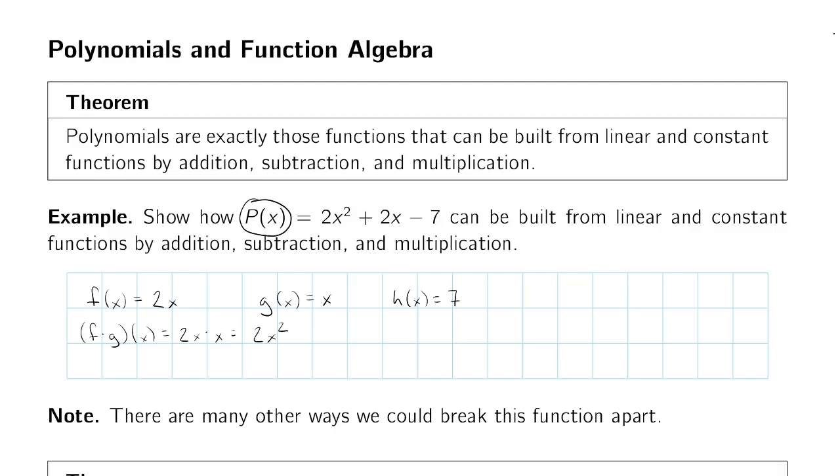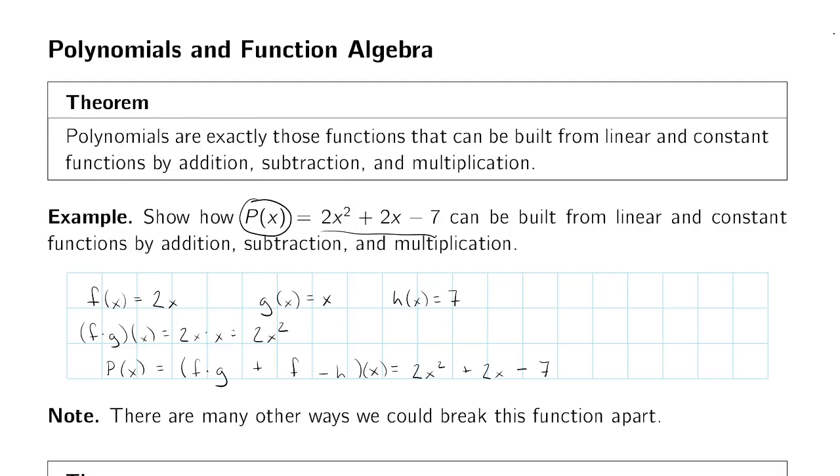And then I think I can build my polynomial by taking f times g and then adding in another f and then subtracting h, because that'll be 2x squared plus 2x minus 7, which is what my polynomial was.